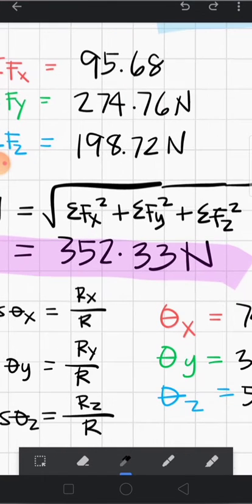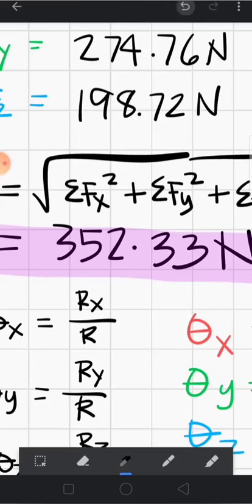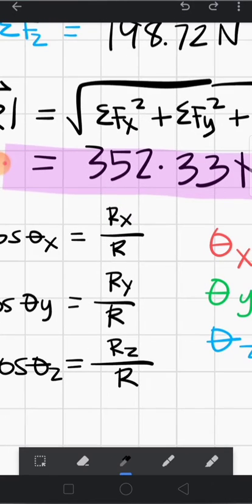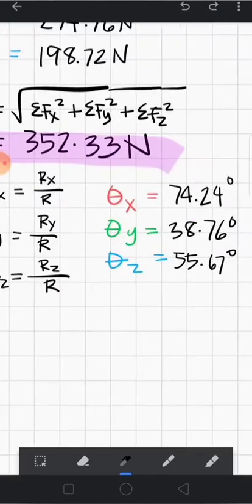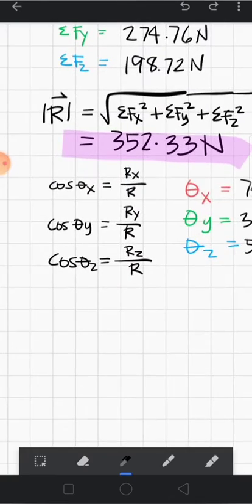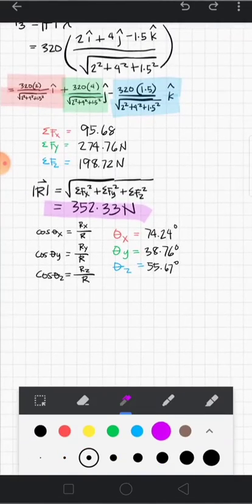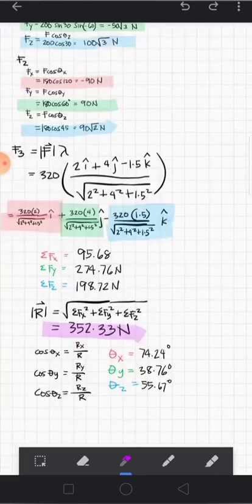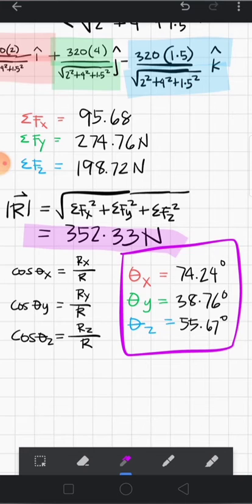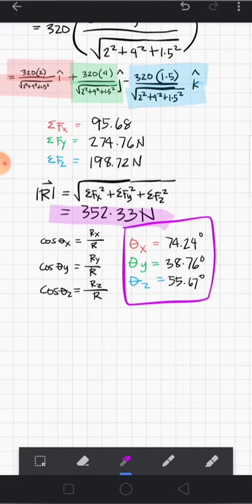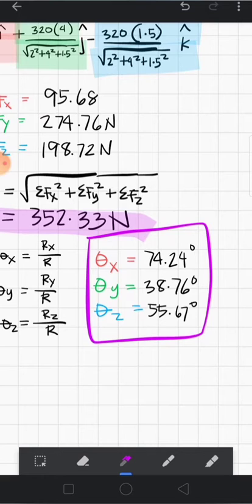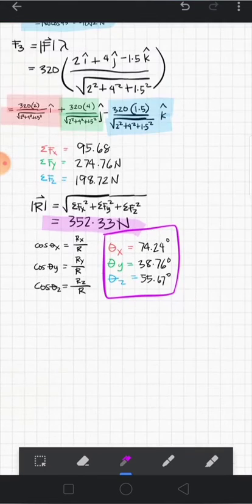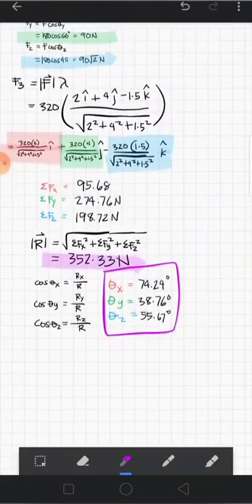And then since I already have this rx and the resultant, which is 352, I substitute that in this formula, take the cos inverse, and that's now the theta x, and repeat the procedure for theta y and theta z. So now the final answer, if I add all these forces in 3D form, 180, 200, and 320, is this one. 352.33 is the magnitude of the resultant, located 74.24 degrees from the positive x-axis, 38.76 degrees from the y-axis, and 55.67 degrees for the theta z, or the z-axis. So that's it to solve this one.